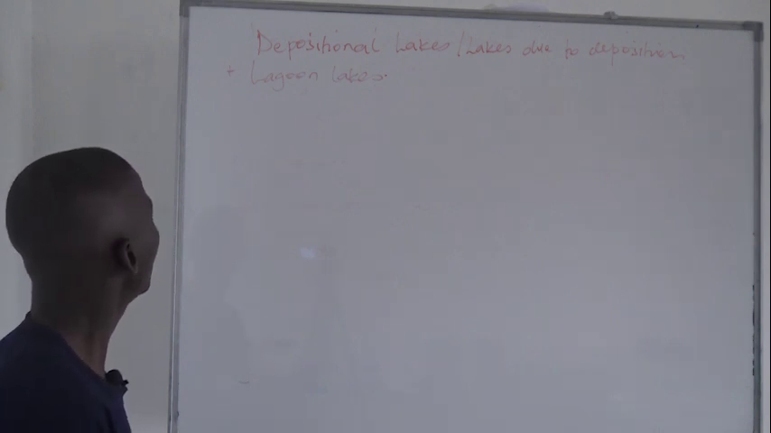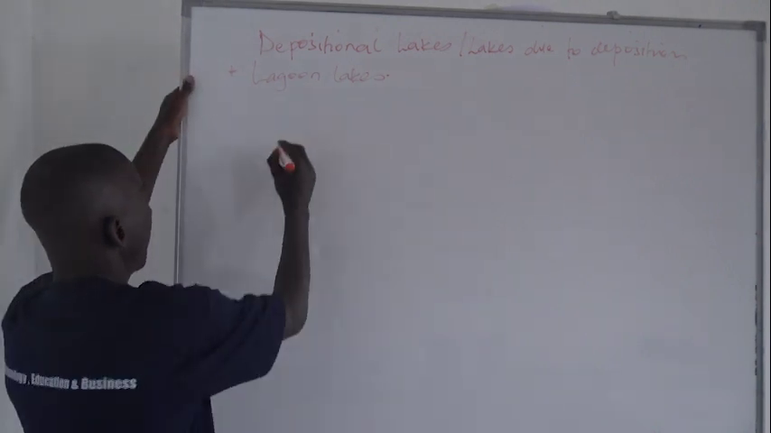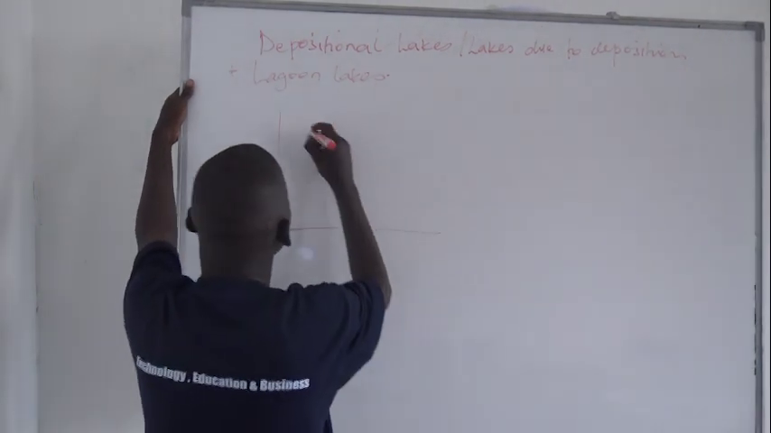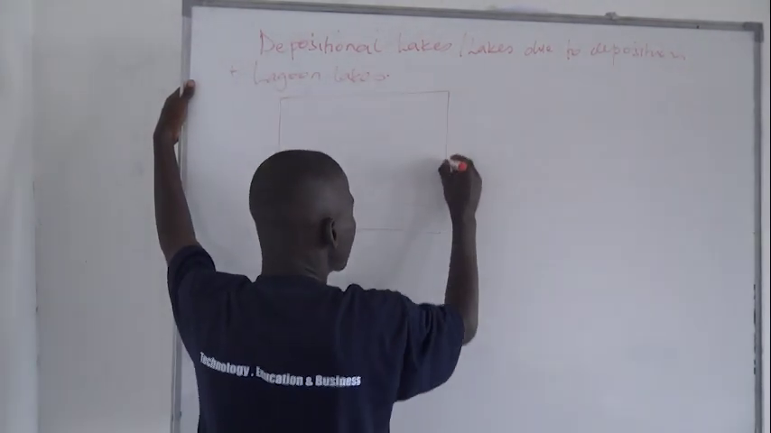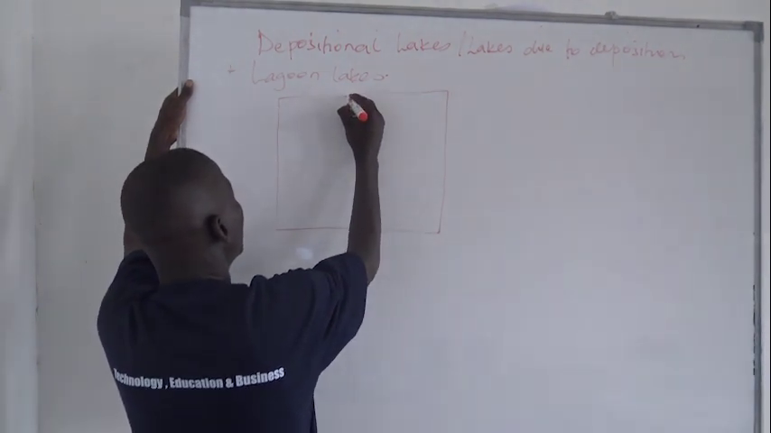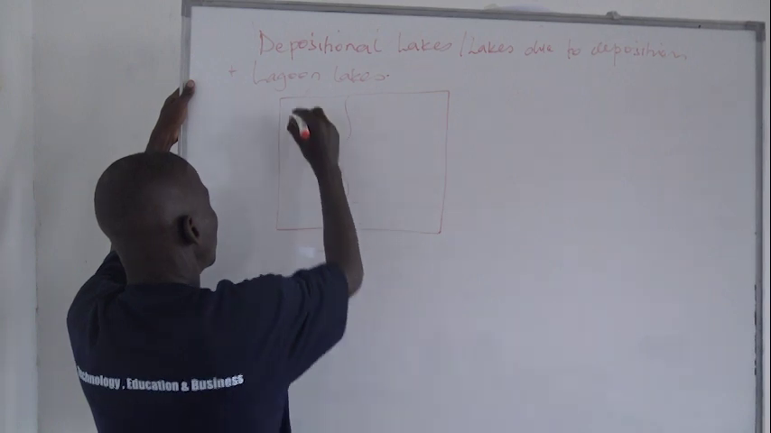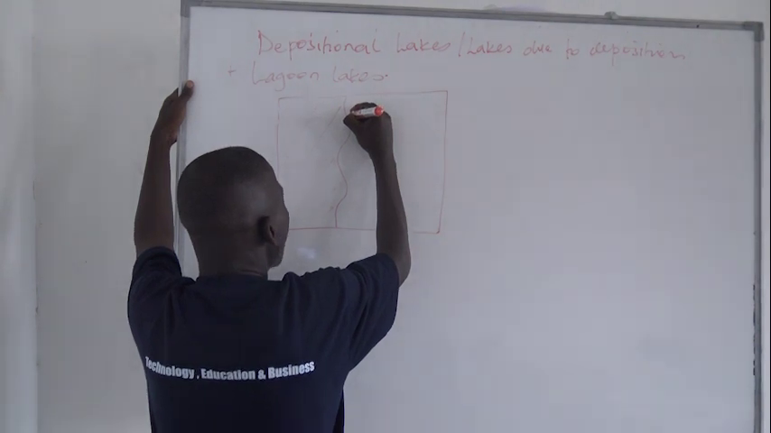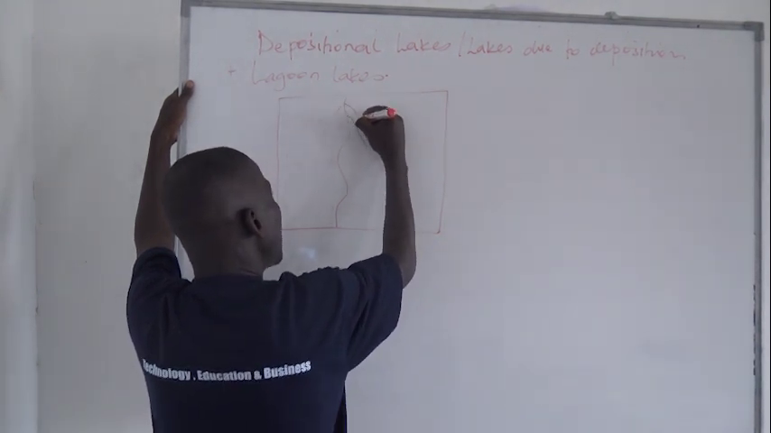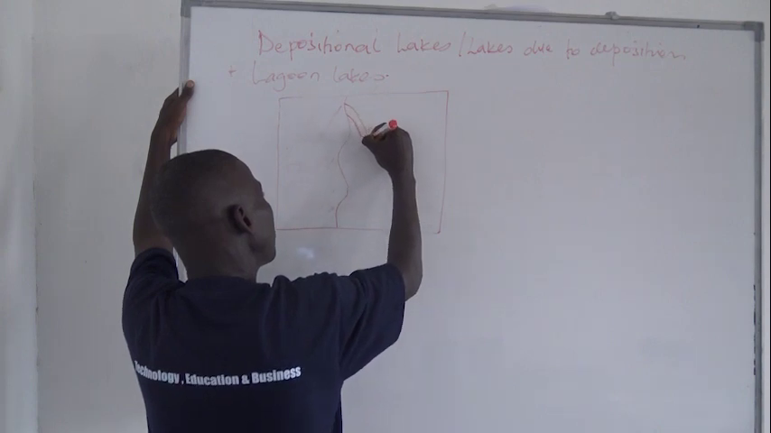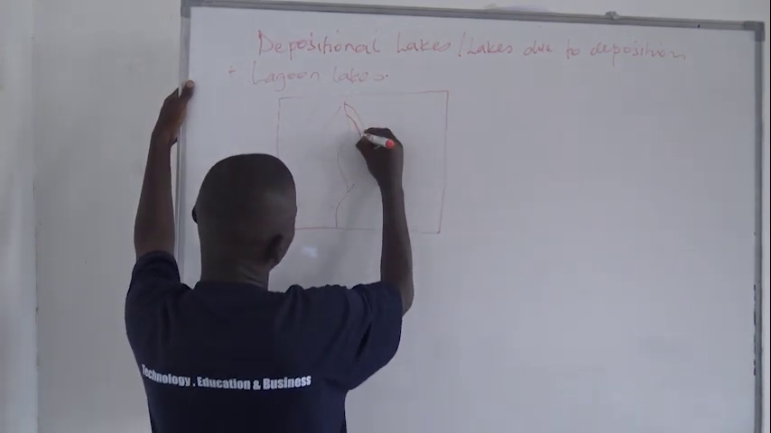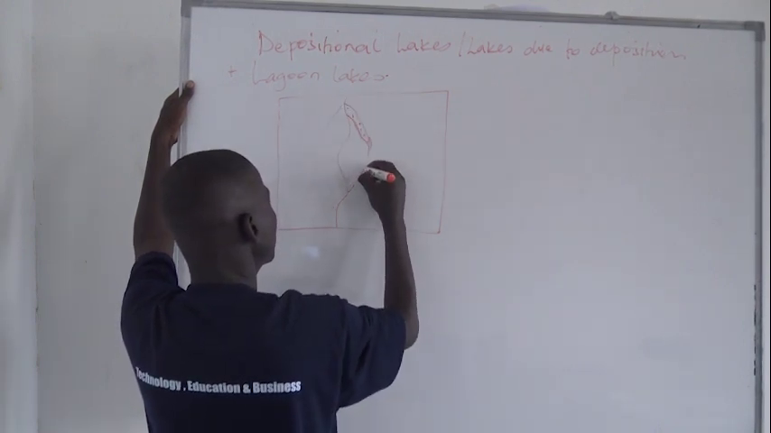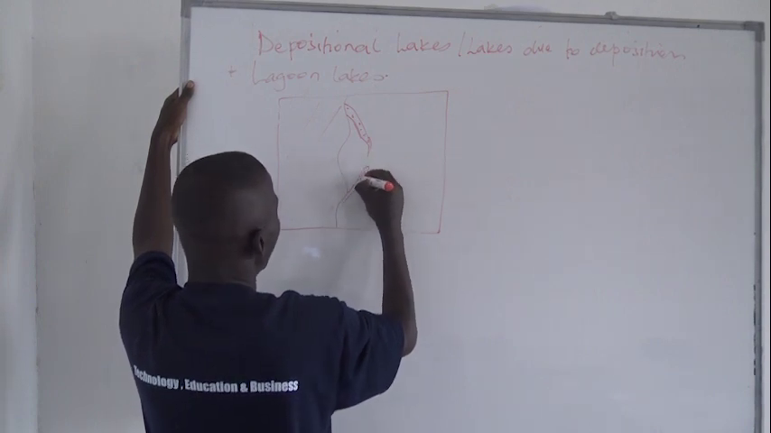Usually, whenever there is a lake, say for example Lake Victoria, wave deposition brings about development of what we call sandbars. Spits and sandbars.